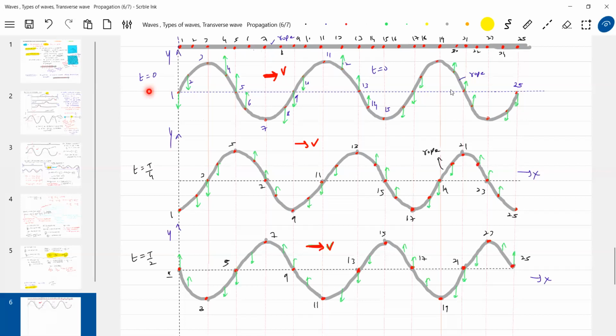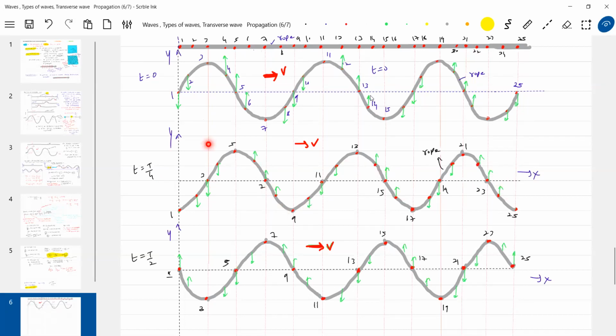At t equals 0, is it a graph or is it a rope? Pretty sure it's a rope. Tell yourself a thousand times, it's a rope. At t equals 0, how is the rope? It is like this. So at t equals 0, the shape of the rope is like this. At t equals T by 4, the shape of the rope is like this.